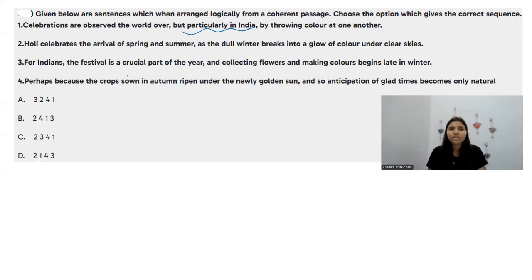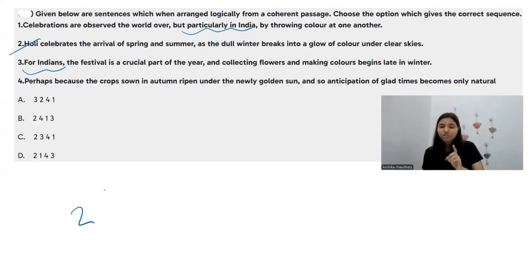Let's move on to the next. "For Indians, the festival is a crucial part of the year." So it cannot be the first, because we are already talking about festivals, so we have to make a foundation of this. Here we are directly addressing Indians. Before that we have to address India, then only we can address Indians, right? And we are talking about festivals, so we have to address a festival as well. So again, it cannot be the answer. "Perhaps because" cannot be the starting sentence of a meaningful paragraph, right? So "Holi" will come first.